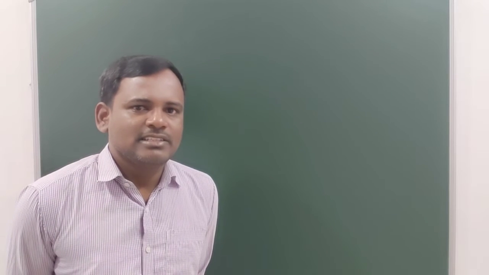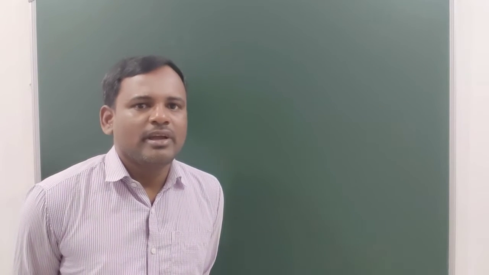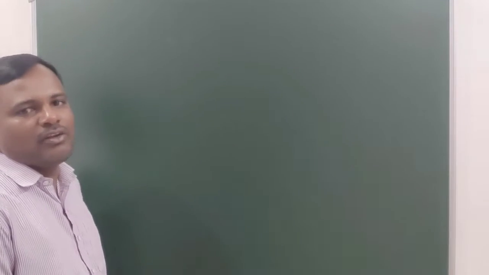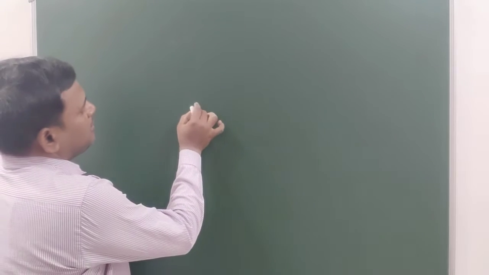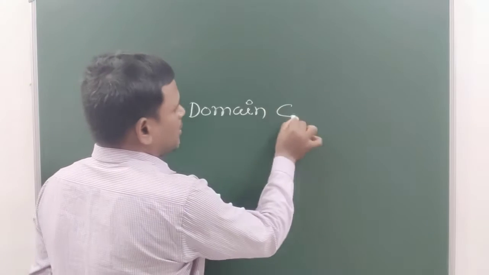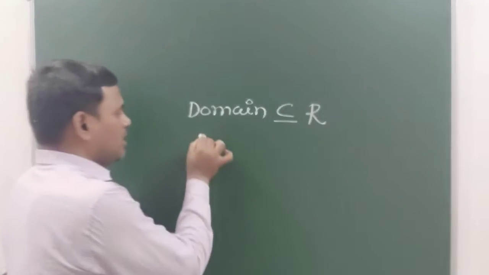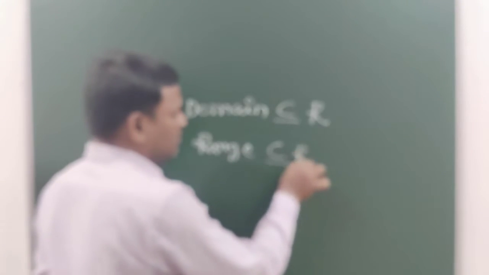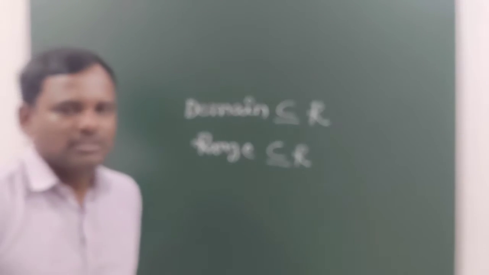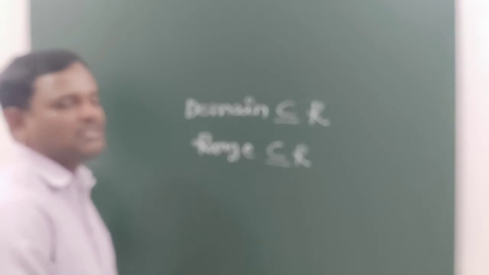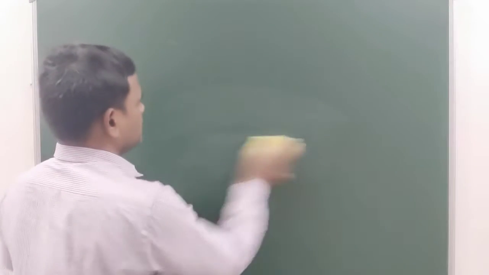In this class, I am going to explain domains, ranges and graphs of some algebraic real valued functions. You know the meaning of a real valued function. If the domain is a subset of R, the set of real numbers, and the range of the function is also a subset of R, then such a function is known as a real valued function. Now let us see some real valued functions.